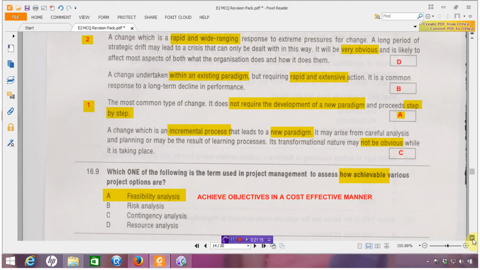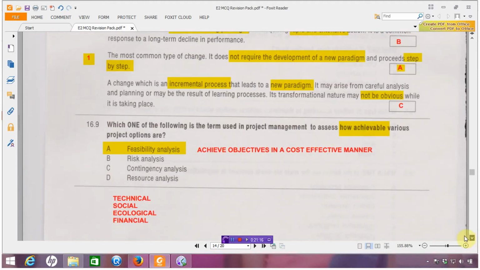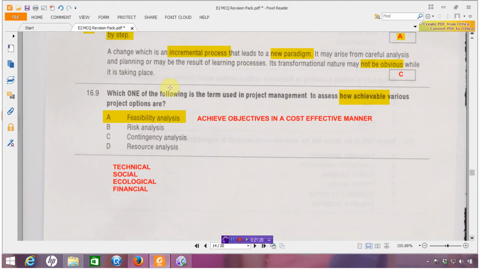Okay, next one here, 16.9. Really, we're talking again about project management, and one of the key things that we need to do at the outset of any project is to establish, when we're initiating, whether or not the project is feasible or indeed achievable. So how do we do that? Well, we undertake, as you see, a feasibility analysis. So do remember that this occurs at the initiation stage.